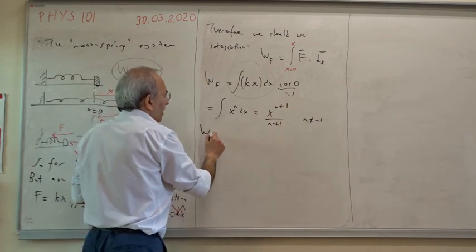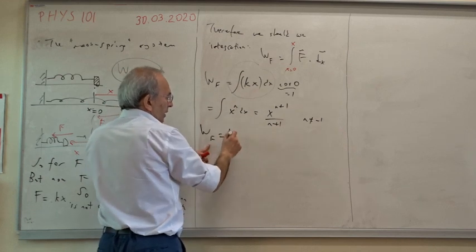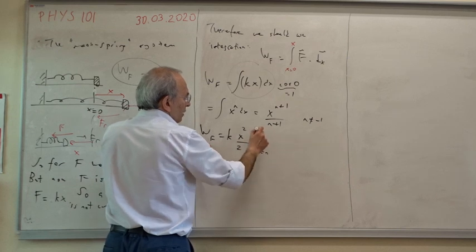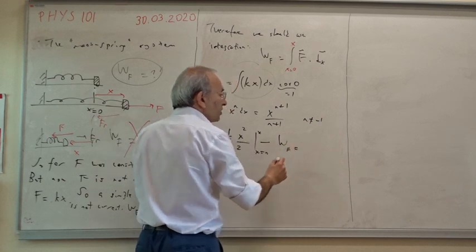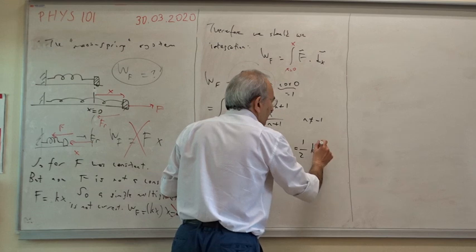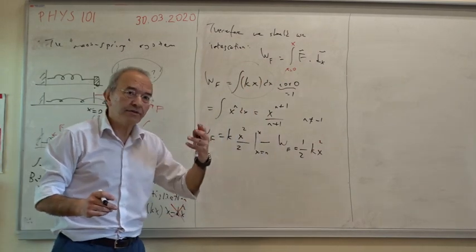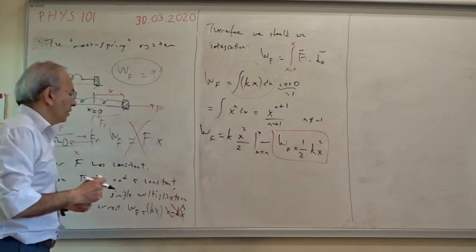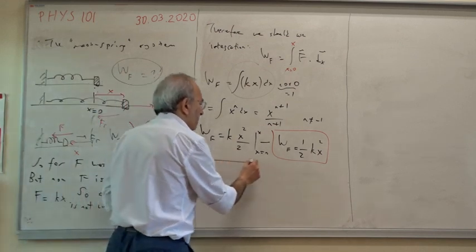So work done by your force is just, k is a constant, we can take it out, k times x squared over 2, between 0 and the other value of x. So that W_F, which you may remember from previous courses, is just 1/2 times k times x squared. So instead of just kx squared, we have 1/2 times kx squared. This is the main difference. So just a simple multiplication is not correct.